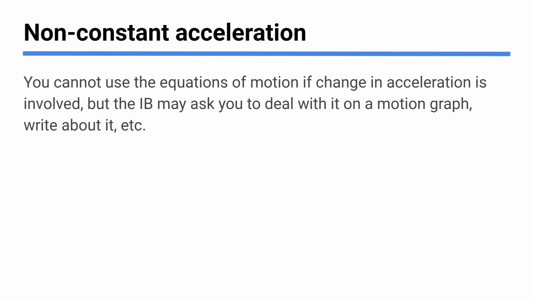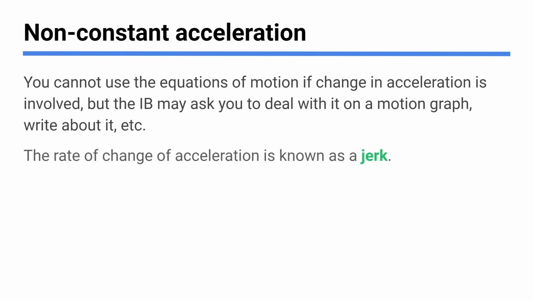One place, and we've probably looked at this a little bit already, is with motion graphs. You can definitely talk about motion graphs where your acceleration is a changing value, and talk about what that looks like on a velocity graph. You can't use the SUVAT equations, and you won't really do much math when there's a changing acceleration.